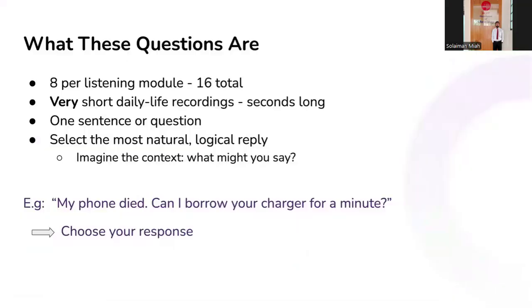to that we'll cover. For the choose a response questions, your job is to choose the most natural and logical reply based on what you'd realistically say in the same situation after you hear a single sentence or question. To do that, you need to imagine the context, even though you only hear one short line. For example, if someone says, "My phone died, can I borrow your charger for a minute?" You should think about what a helpful, appropriate response would sound like.